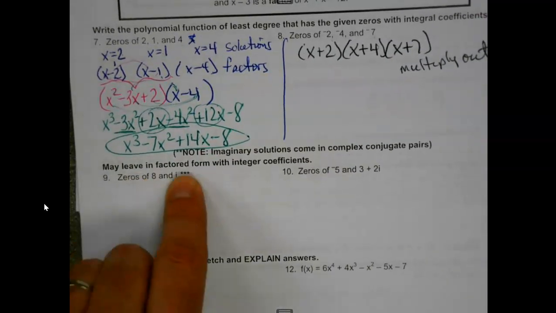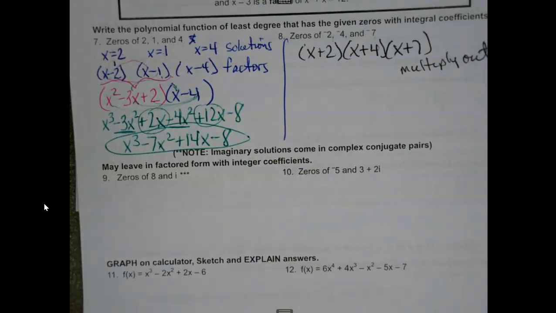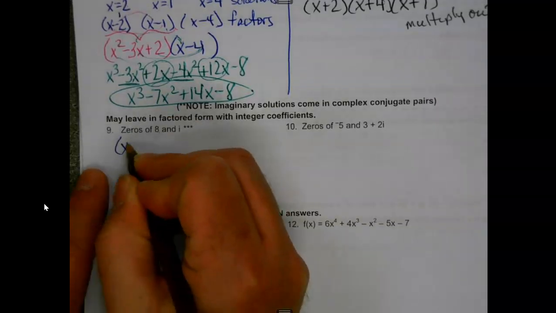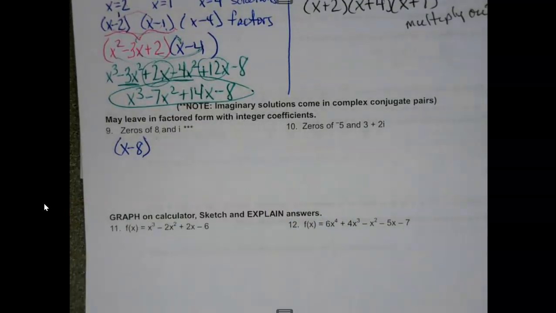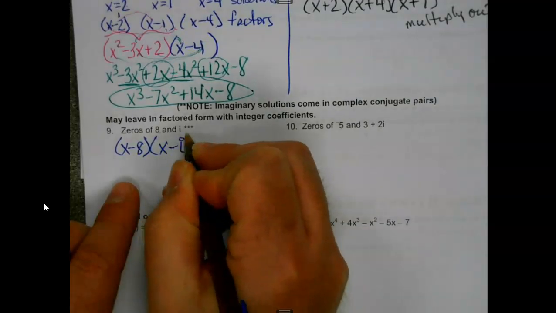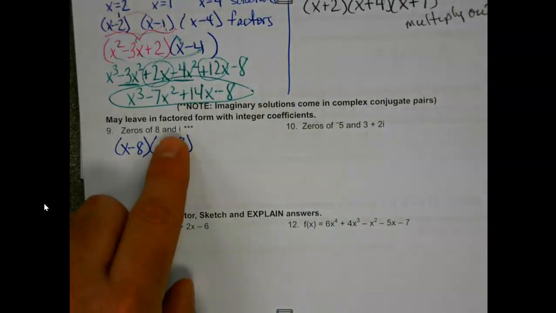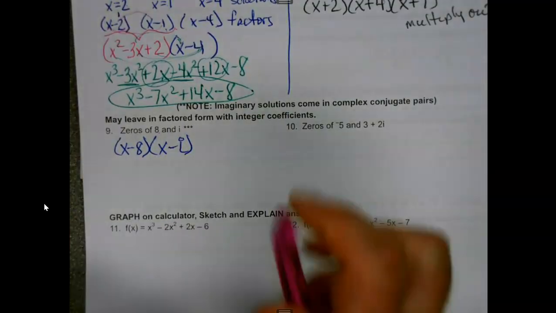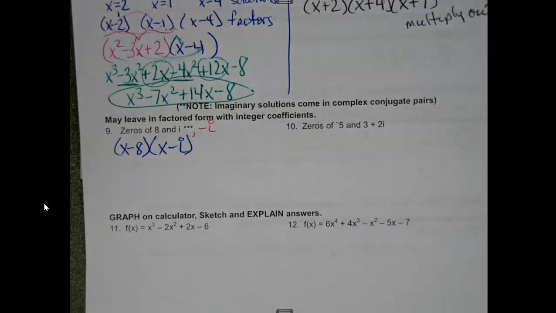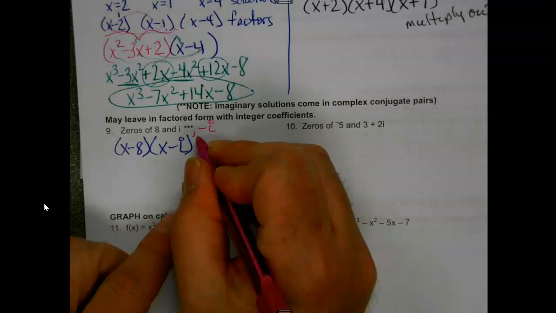You may leave it in factored form with integer coefficients. Hallelujah that we get to do that. Okay. So zeros of 8 and i. You're like, okay. So if that's 8, then that'd be negative 8. To remind us of this imaginary solution, check this out. x minus i, when you have i as one of your zeros, you get negative i as a bonus. You get the opposite.